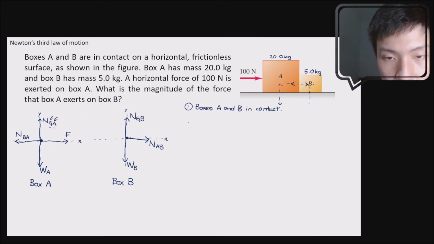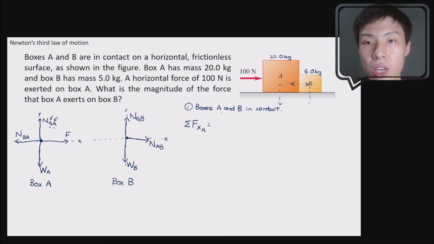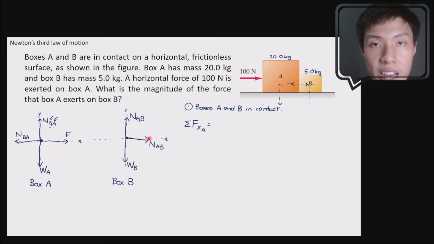So let's do it for sum of Fx for box A, equals to 0 or equals to mA. This is the only force acting in the X dimension for box B. So because of that, you know that the net force in the X direction for box B is not 0. It's not 0 because there's no force on the other side to cancel it out. So because there's net force over here, there will be an acceleration happening to box B and the acceleration should be pointing to the right.